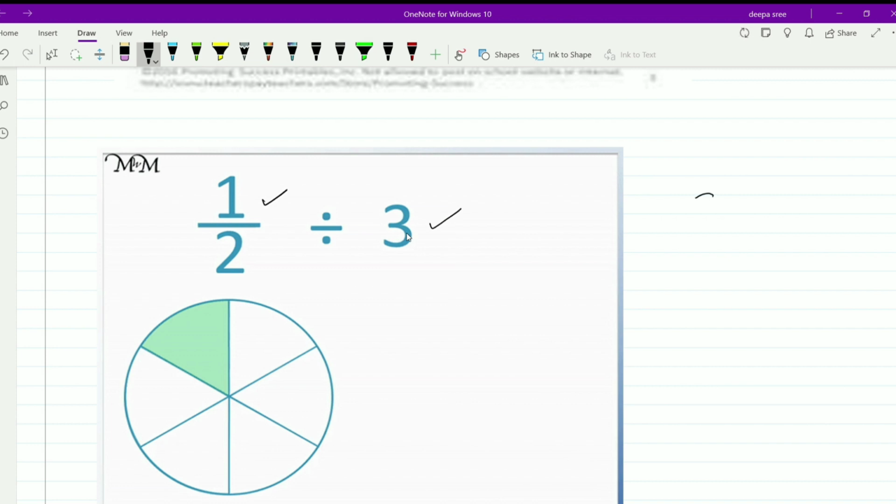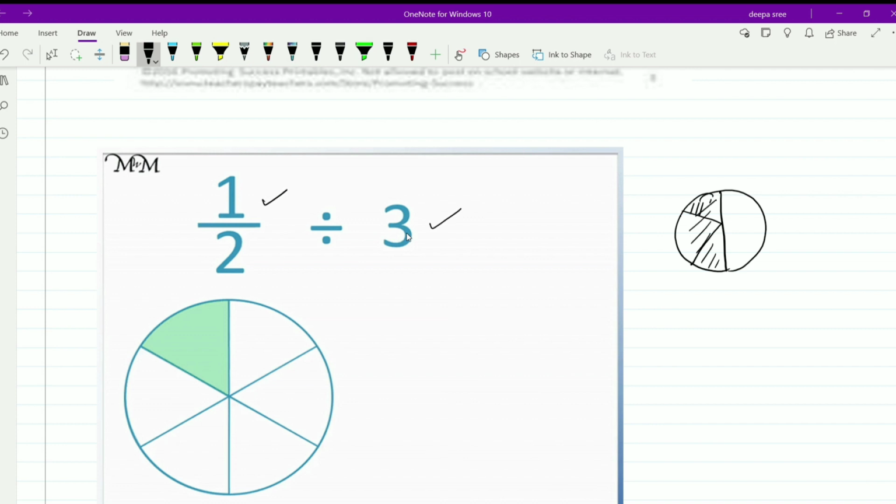First I will explain that a circle is divided into 1 by 2 parts. After dividing, one part is shaded, that is the 1 by 2 fraction we get. Again we have to divide that shaded part into 3 equal parts. So here we are getting 3 equal parts.